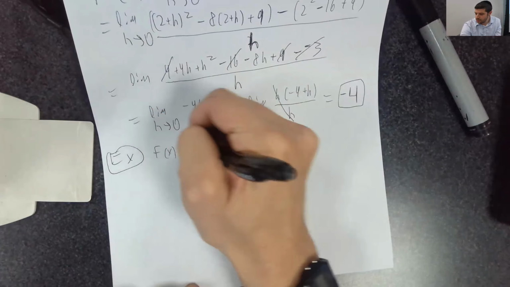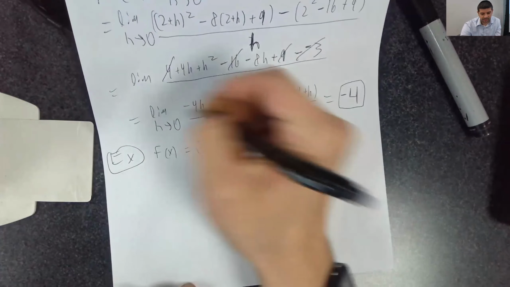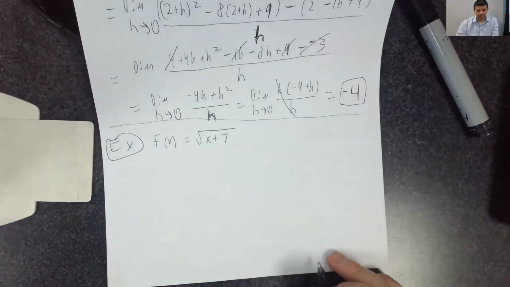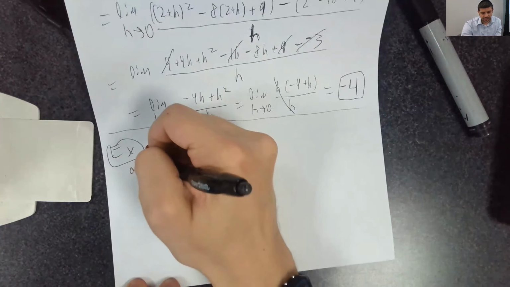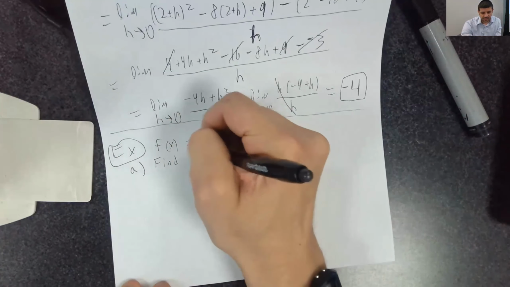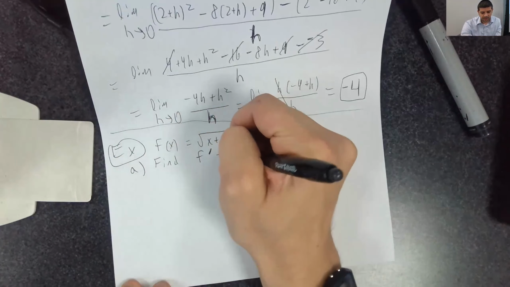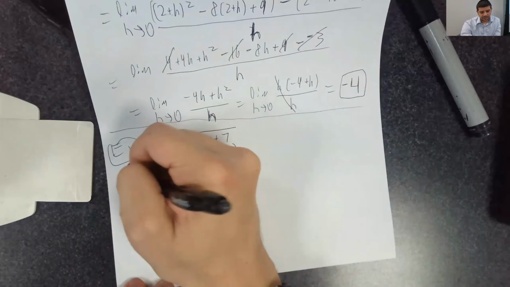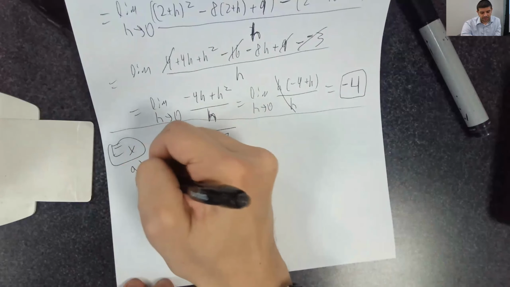Let's do f of x is equal to radical x plus 7. Part A, find f prime of -3. And part B, find the equation of the tangent line to the graph of f of x at x equals -3.